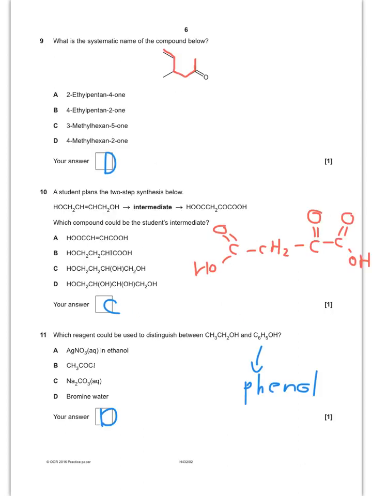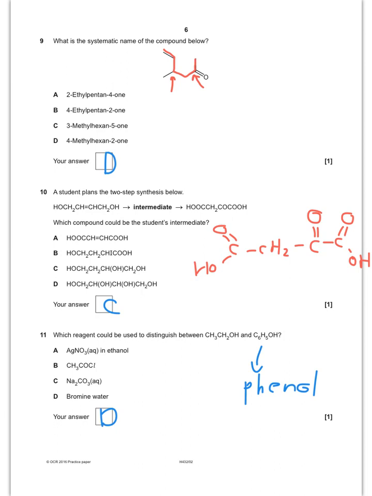Systematic name of that compound, if you follow the red line along, you will see you've got 1, 2, 3, 4, 5, 6 carbons, so it's hex that we are looking at. This is coming off the second carbon then, so hexane 2-one, and this is coming off the 4th carbon, so 4-methyl hexane 2-one. The answer is D.